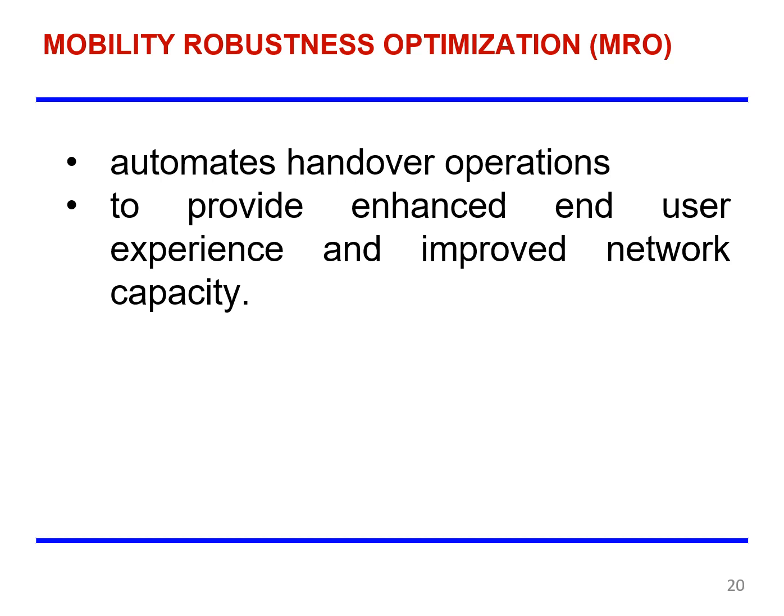Another feature in self-optimization of SON is MRO, mobility robustness optimization. The mobility robustness optimization, as I told you, automates the handover. If you improve the handover operation, what will happen? Obviously, no call drops, so end user experience will be improved, and the network capacity also improves because no call will be dropped. The capacity also gets improved.